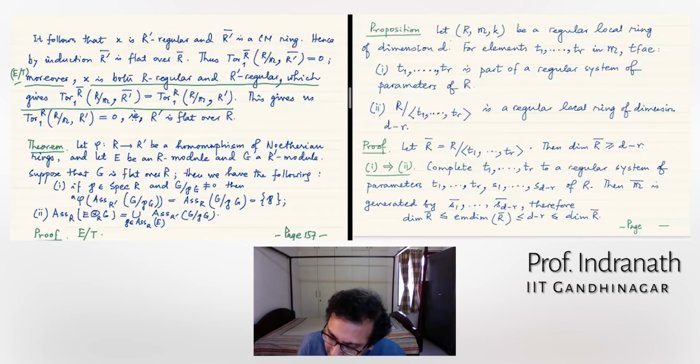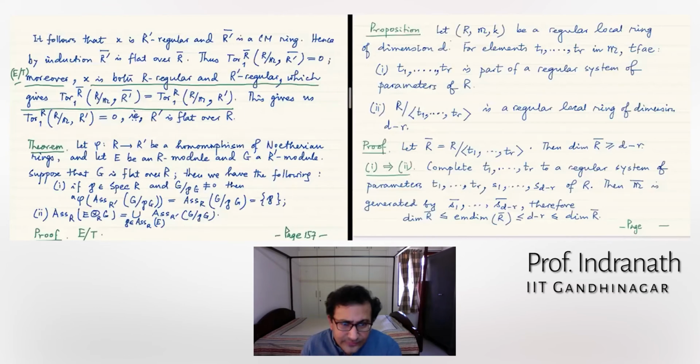Induction has worked, and therefore you have the Tor condition. But now coming from here to this, taking the bar off, you need this equality. This is what, once again, we need to make sure. And therefore, this gives us that Tor 1 is 0, and therefore R dash is flat over R.